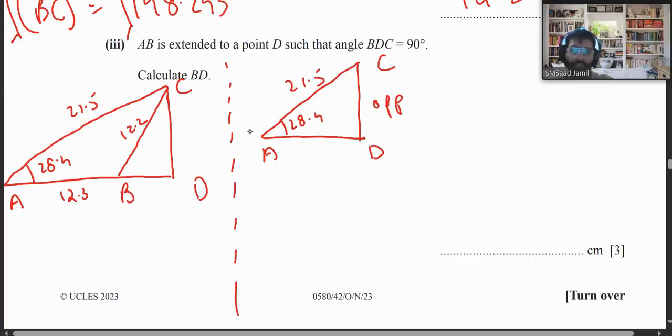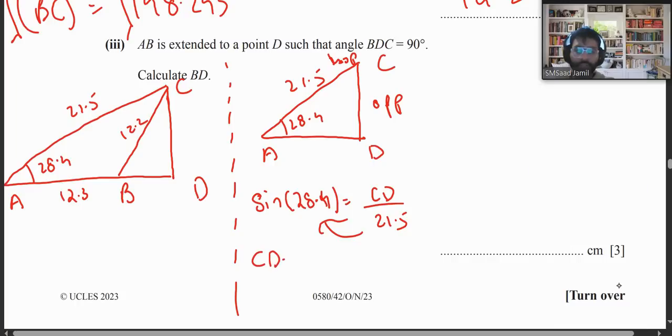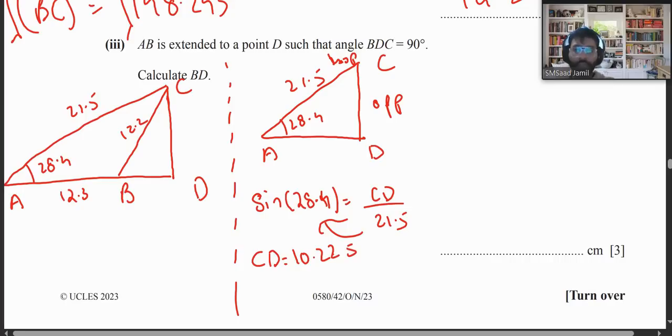So this is opposite and this is hypotenuse. So opposite and hypotenuse comes in sine. So sine 28.4 is equals to CD upon 21.5. 21.5 will go up there and multiply. So sine 28.4 multiplied by 21.5, so CD is equals to 10.225. Now guys, look, what do I have now?